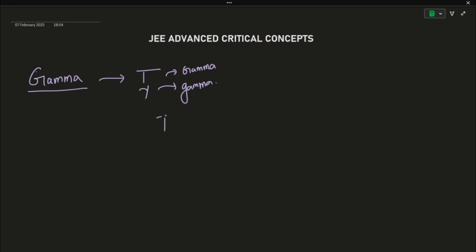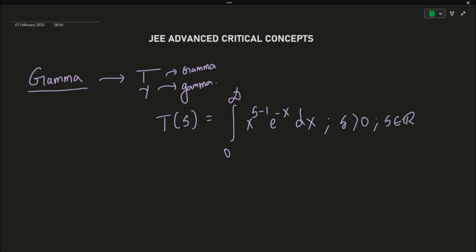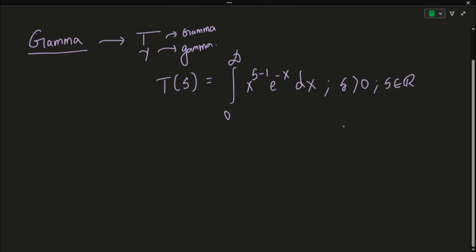Now, how is it defined? Gamma of s is an integral basically, which is 0 to infinity x to the power s minus 1 e to the power of minus x dx. So everything is very important here. The limit must be 0 to infinity, x to the power s minus 1 and not s, and e to the power minus x dx. This is the definition of gamma, and obviously s must be greater than 0 here, and s is real. We are only talking about real numbers right now. This is the definition of the gamma function.